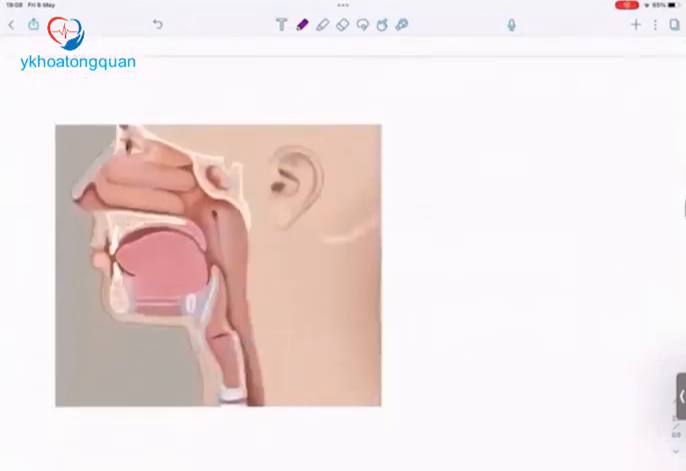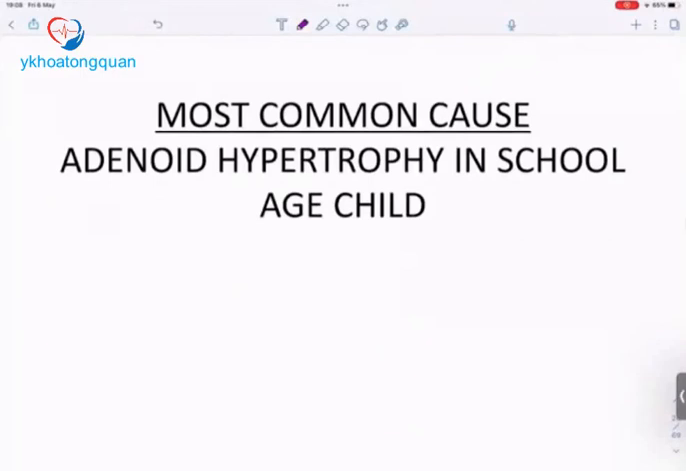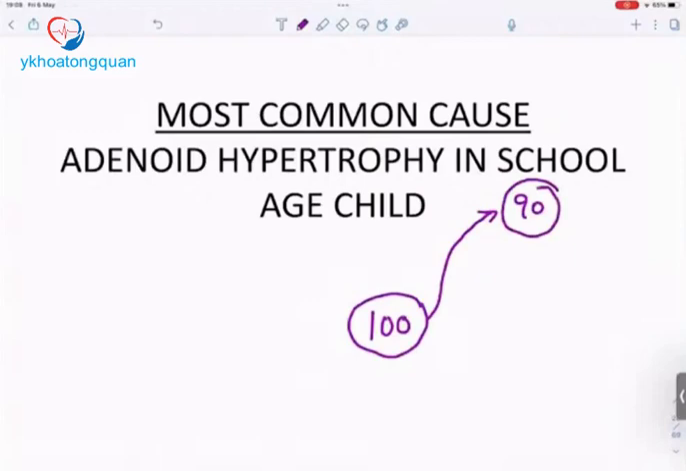Yes. Now, let me go further. So the most common cause still is adenoid hypertrophy. If you ask me, out of 100 cases, 90 belong to this category only. Rest other causes are very uncommon. Most of them are children, that too school age children, and the cause in them is adenoid hypertrophy. Out of 100, 90 cases belong to this category, but still we must know the rare causes like nasopharyngeal cancer.